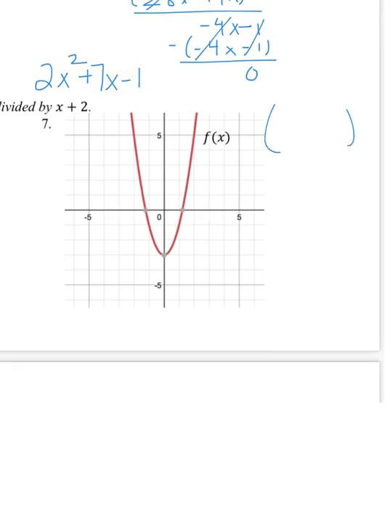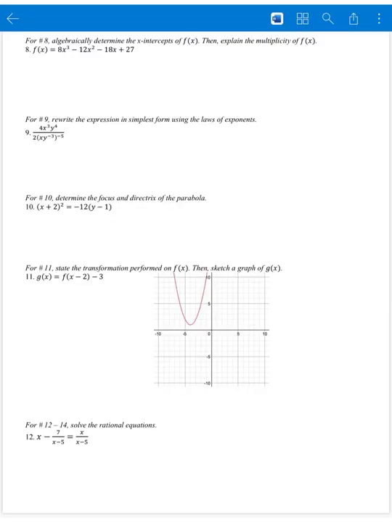So again, we're dividing by x plus 2. So the remainder is the y value when x equals negative 2. So I go to negative 2, and I look at the y value. Right, that's where the point is. That y value is 5. So that means that the remainder is equal to 5.